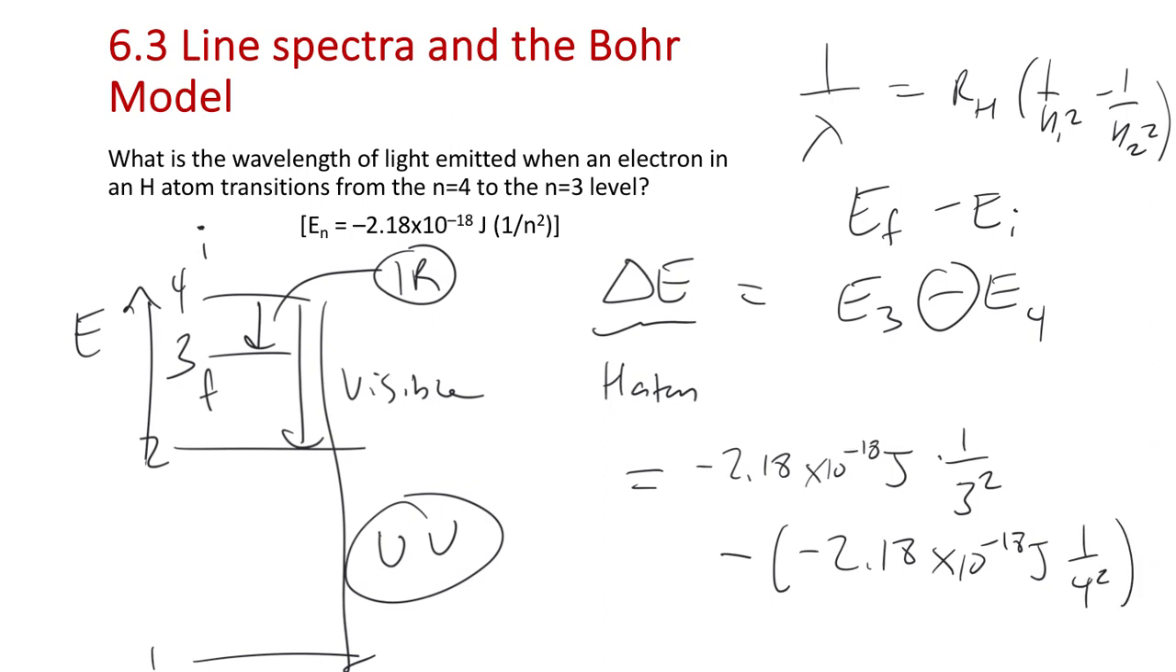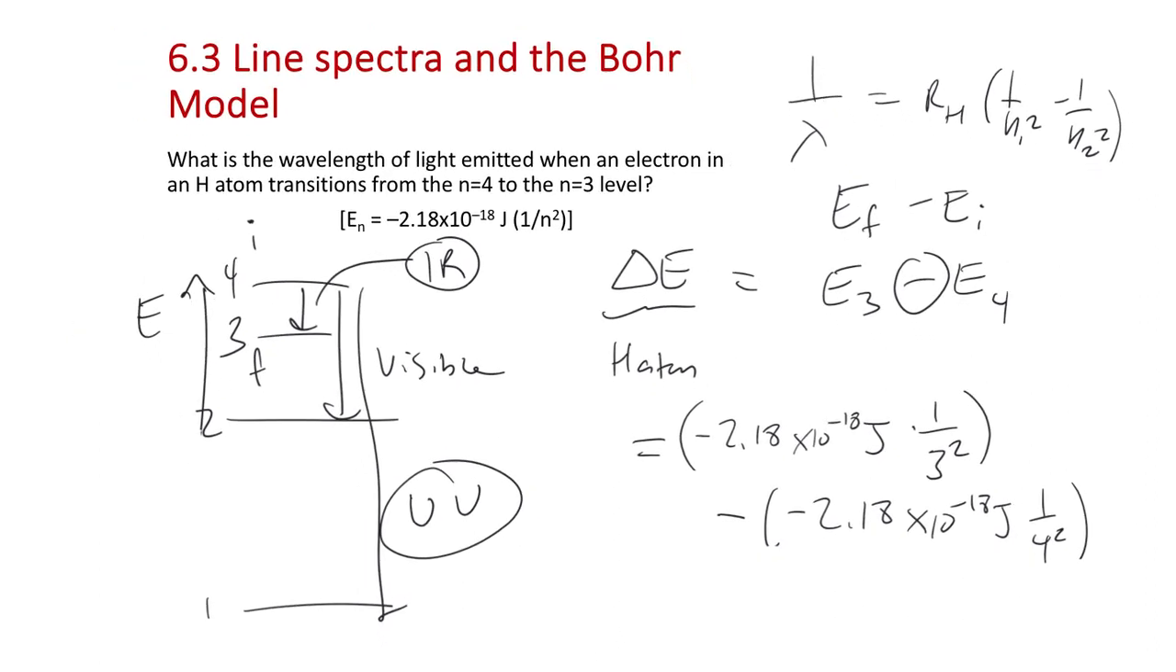And so I can calculate the change of energy for the H atom as it goes between its final state of n equals 3 compared to n equals 4, the initial state. This also just makes me use a calculator, right? So I go negative 2.18 times 10 to the minus 18 divided by 3 squared, so divide by 9. And then I go minus negative 2.18 e minus 18 divided by 16, because 4 squared, of course, is 16.